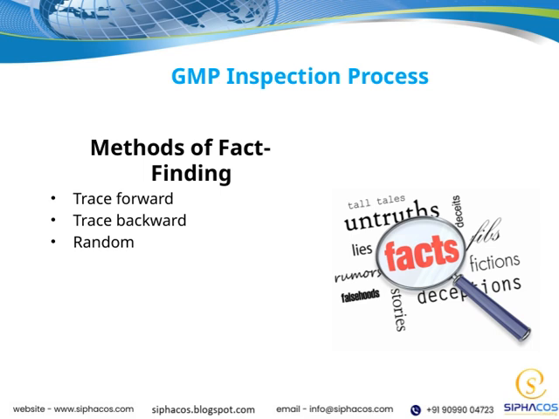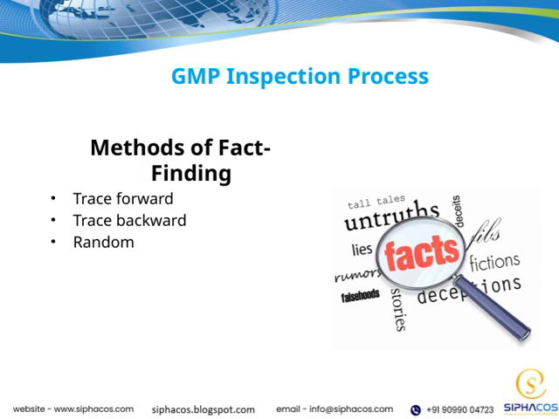This reverse approach is particularly useful for uncovering underlying issues. Then, there's the random method, which involves selecting samples or data points unpredictably. This can be effective for gaining unbiased insights or when a comprehensive review isn't feasible.